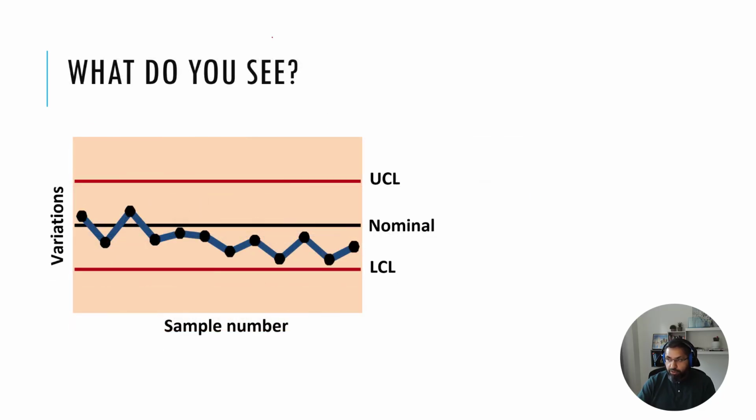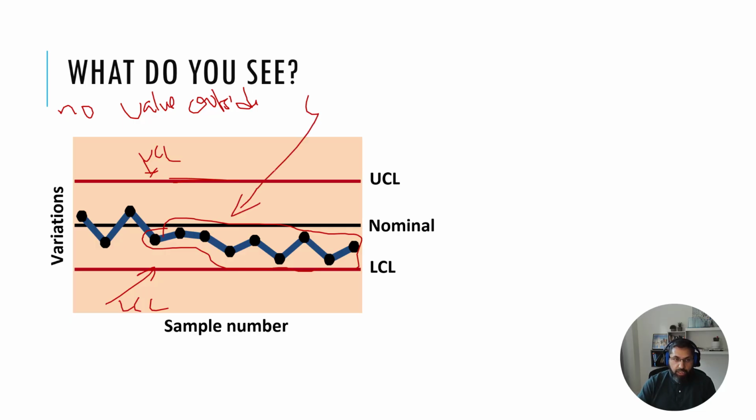Now let's look here. There's no value outside the control limits, because this is my upper control limit right here, UCL. This is my LCL. Nothing else outside. But there is a pattern. What's the pattern? We have a long run of values below the mean. And this is a red flag.